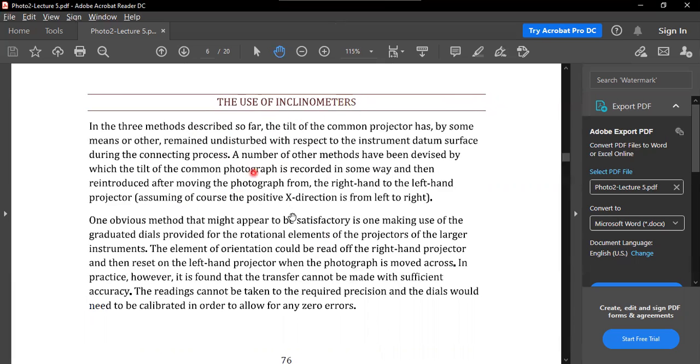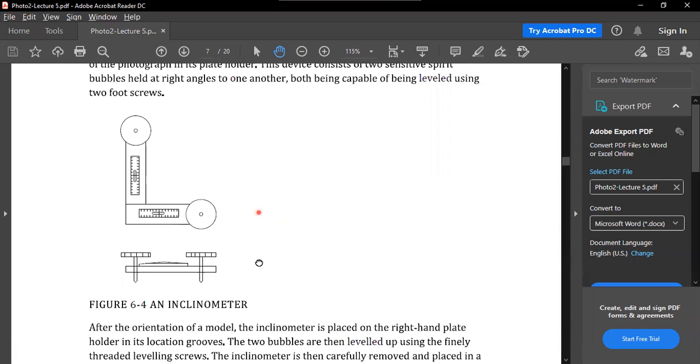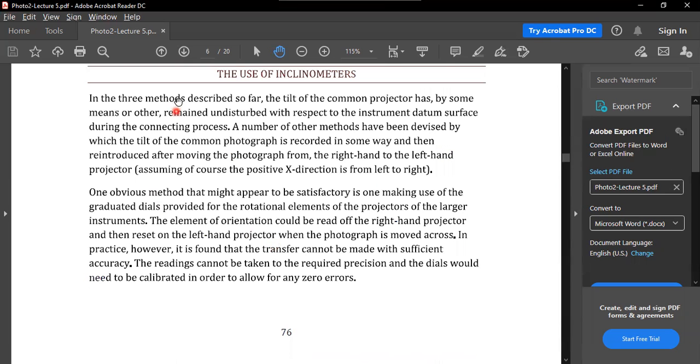But let's carry on with the use of inclinometers. The inclinometer is like some kind of spirit bubble, which has a screw attached to it, so that you can obtain the orientation and tilt directly by reading the bubble. Okay, so we have two bubbles which are perpendicularly arranged. And so that is what we're going to talk about over here.